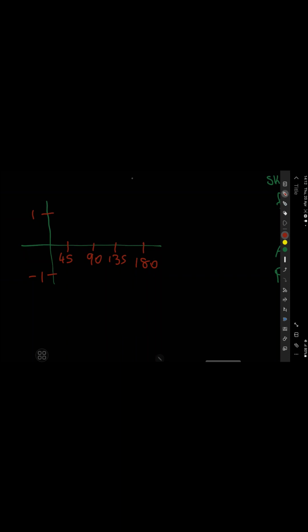Since our graph is for f equals cos 2 theta, we all know how the graph of cos runs. It starts from up there, passes through 45, then it will rise, and then it will end up at 180 there. So this is our graph. That's how you plot the graph of a trig function like cos 2 theta.